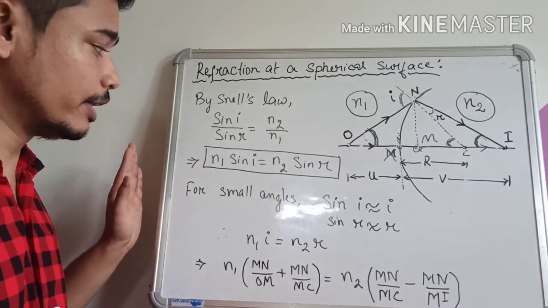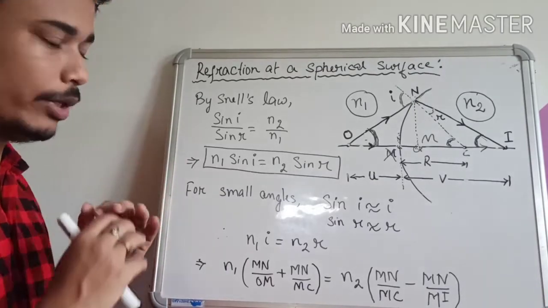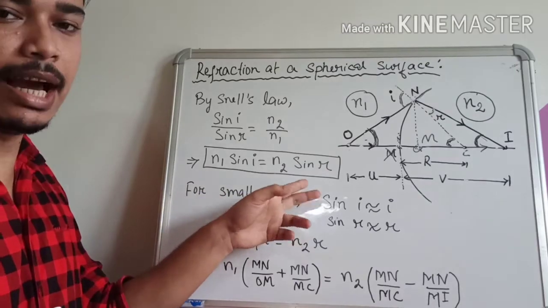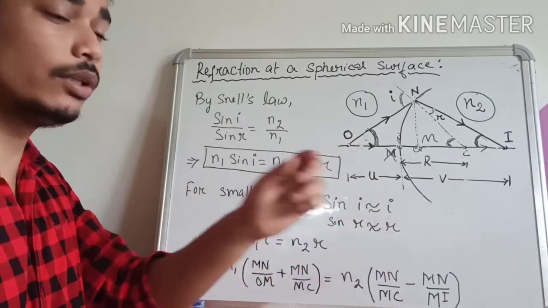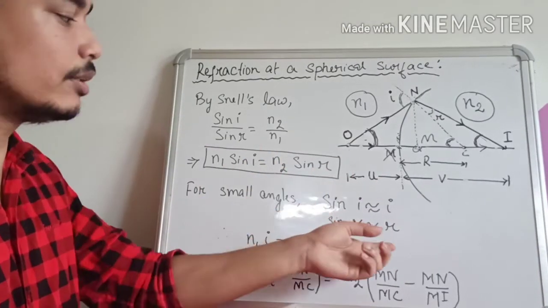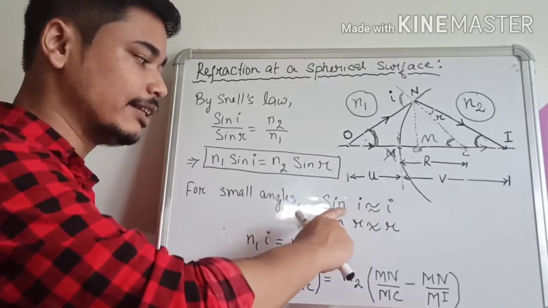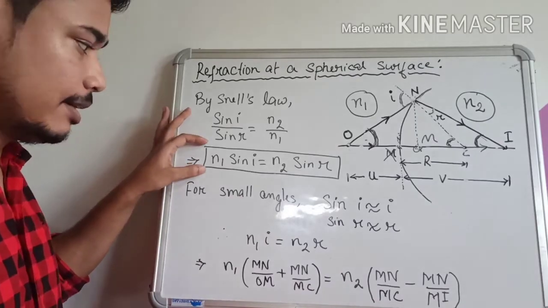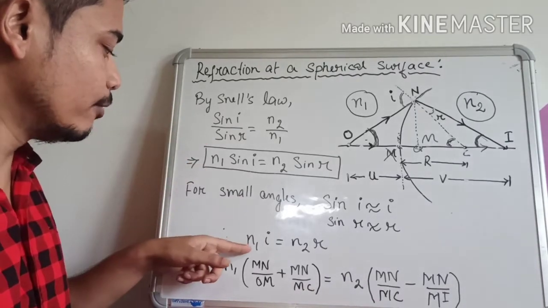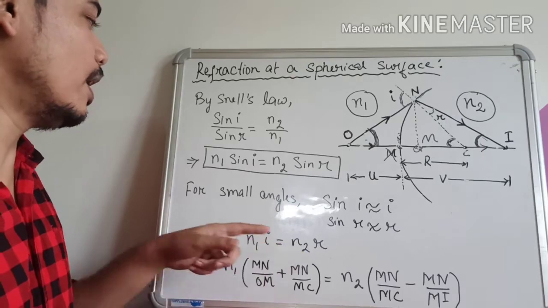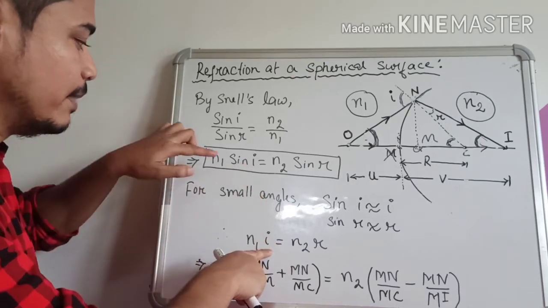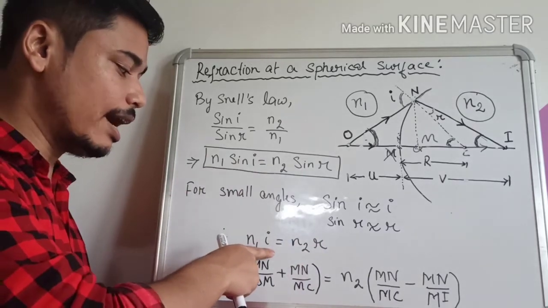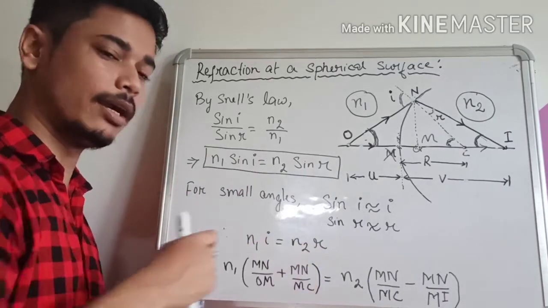Now we have already considered the angles to be very small, so in that case for small angles sin I will be almost equal to I and sin r will be almost equal to r. We can write I instead of sin I and r instead of sin r. So this formula now becomes N1I equal to N2r. We have written here I in place of sin I and r in place of sin r. Therefore N1I will be equal to N2r.